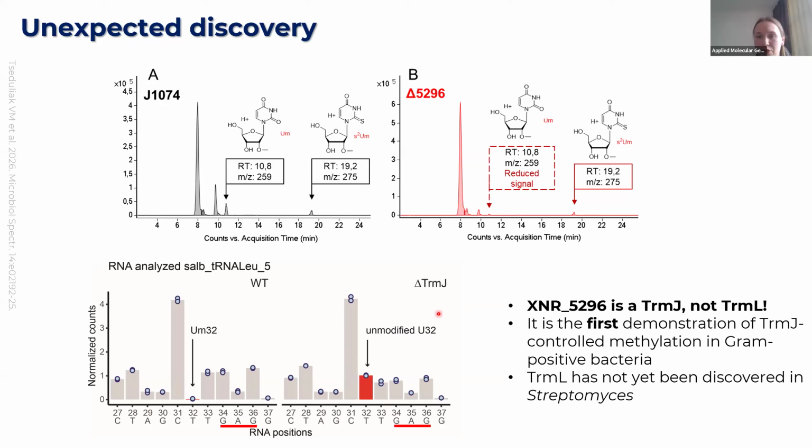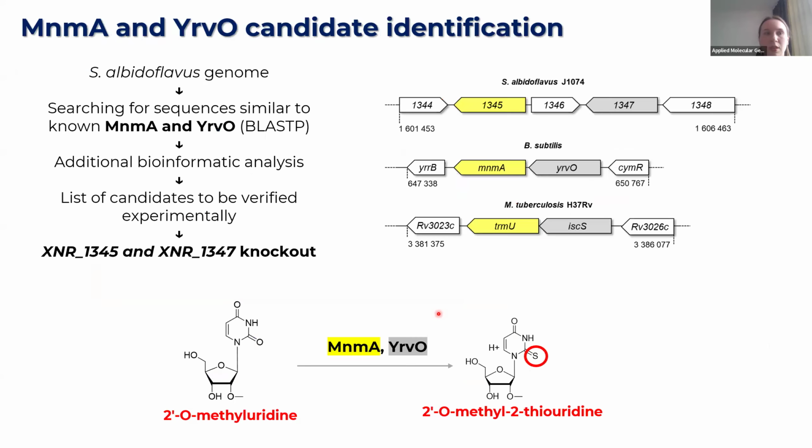and it is the first demonstration of tRMJ-controlled methylation in gram-positive bacteria, and it is quite an unexpected discovery. And this is an interesting new fact in Streptomyces biology. But the main question about the tRNA enzyme remains unanswered.